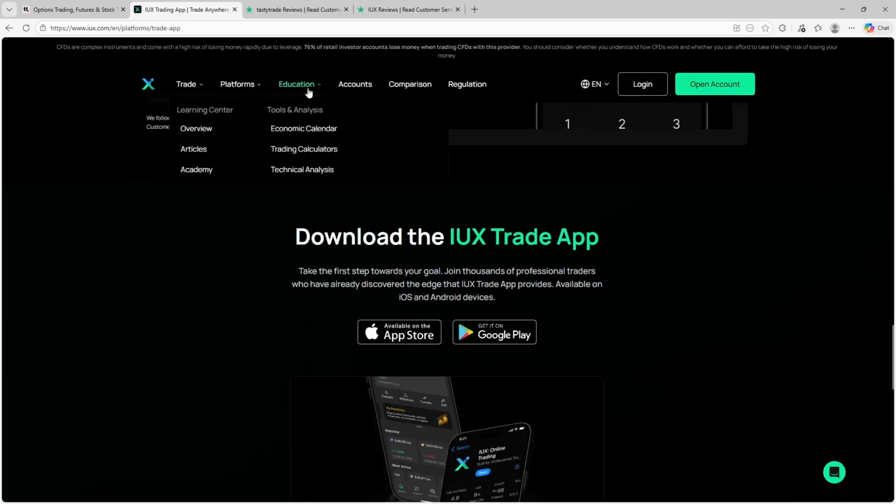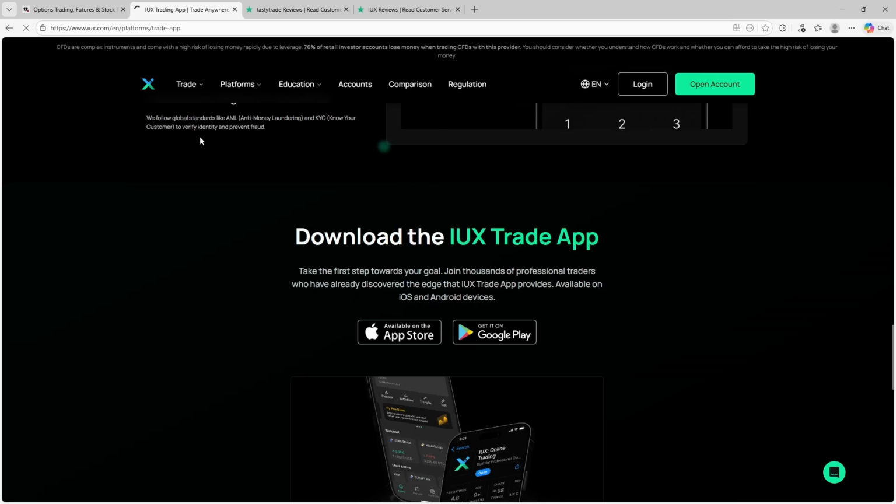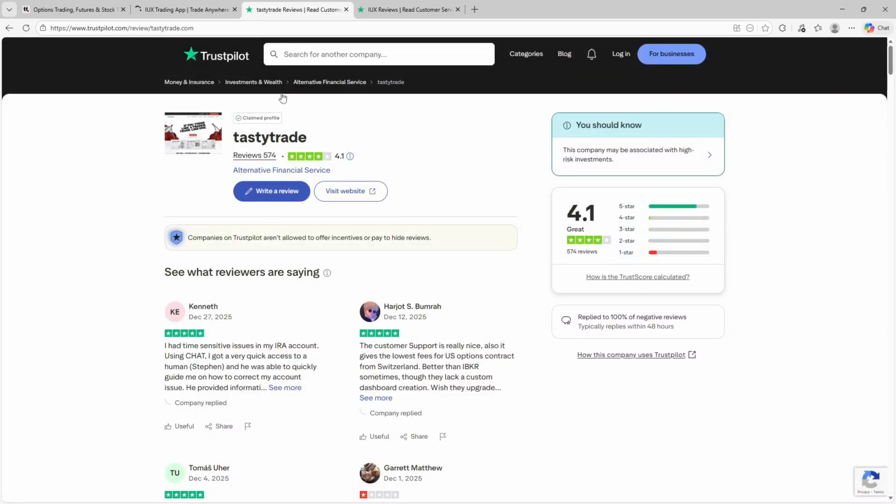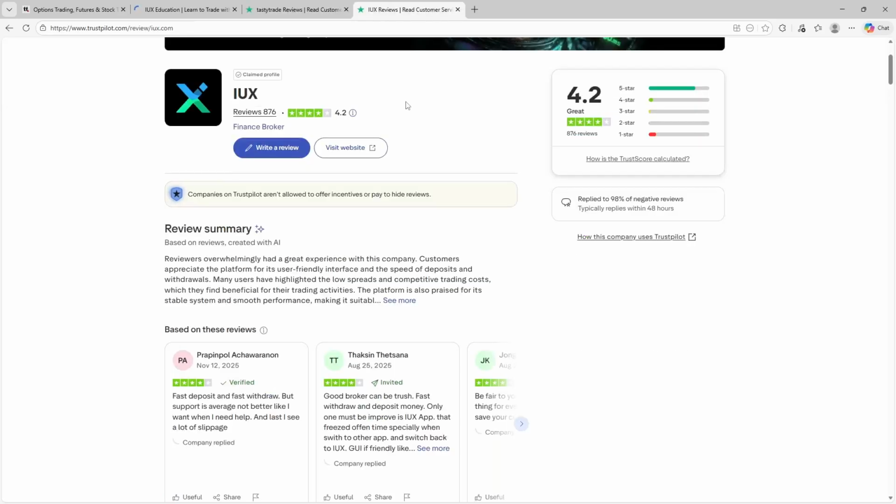In terms of user feedback, based on Trustpilot data, Tastytrade currently holds a rating of 4.1 out of 5 based on 574 reviews. IUX holds a rating of 4.2 out of 5 based on 876 reviews. As always, reviews are subjective, may vary by region and trading style, and can change over time, so viewers should verify directly on Trustpilot for the most current information.